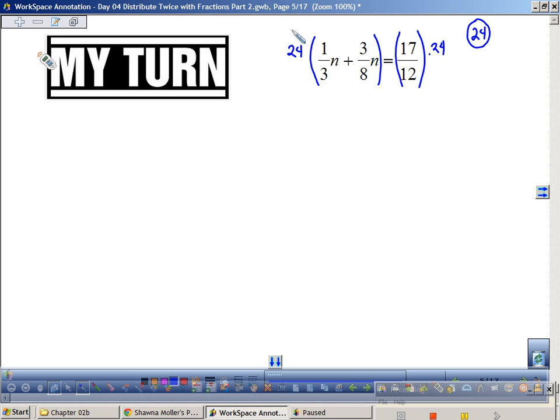Alrighty, so let's go ahead and distribute. When I distribute 24 to 1/3, I need to break 24 up as 8 times 3 times 1/3 n. Where did I get 24 from? Does 8 go into 12? If I were to multiply everybody by 12, am I going to get rid of all of that 8? Yes, you've got to find the common denominator, right?